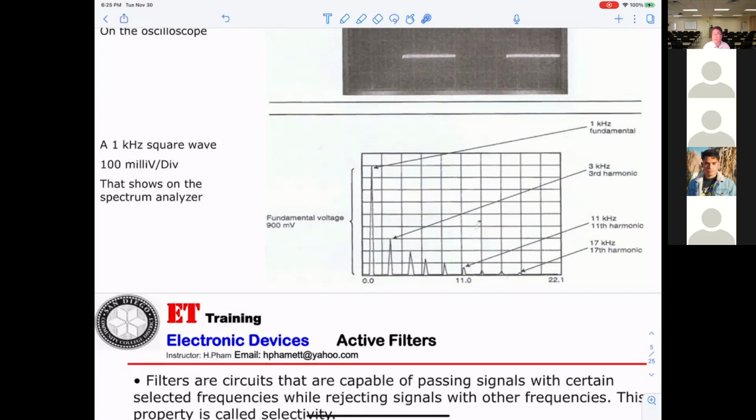Okay, so I just bring two things up to you. One signal will be on the oscilloscope, which you will work with in the lab. And now another one, the same signal, will show up on the spectrum analyzer.